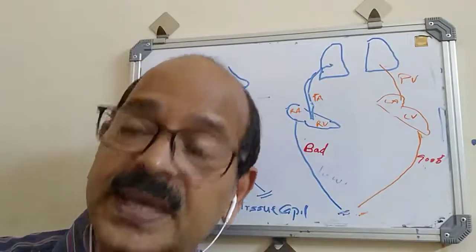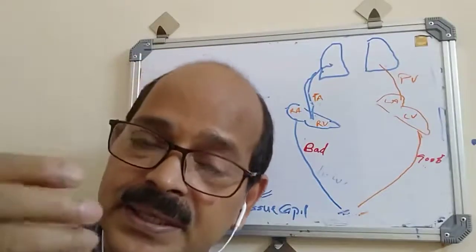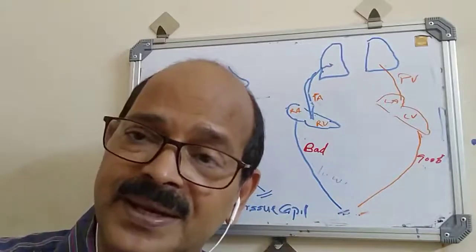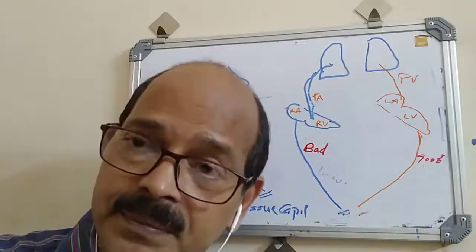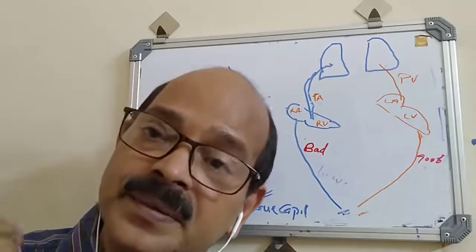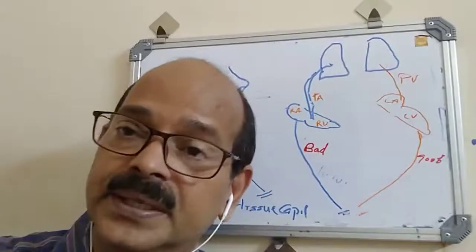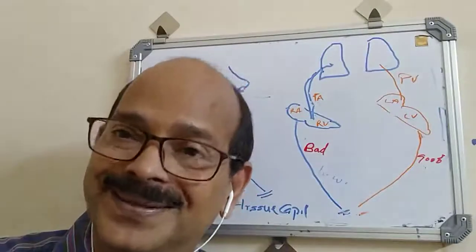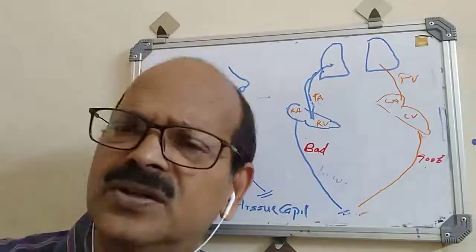The other thing is TAPVC, the total anomalous pulmonary venous drainage. The other thing is the persistent truncus. So these are all, and the double outlet right ventricle without PS, single ventricle without PS. These are all a list of increased flow states.